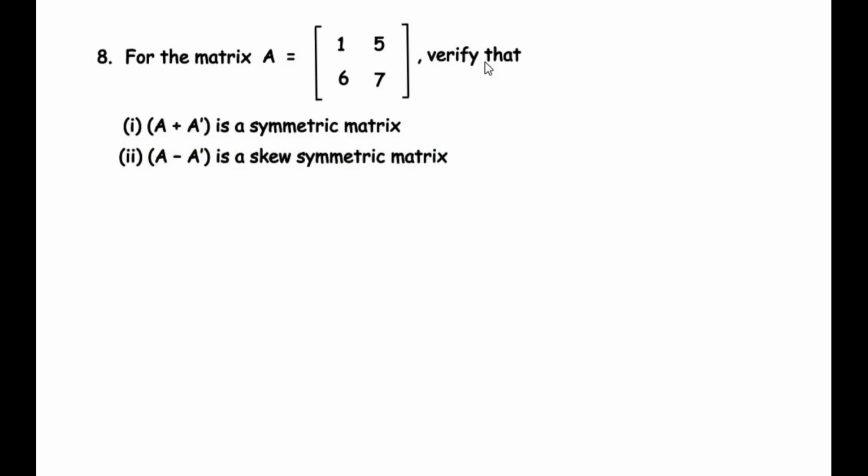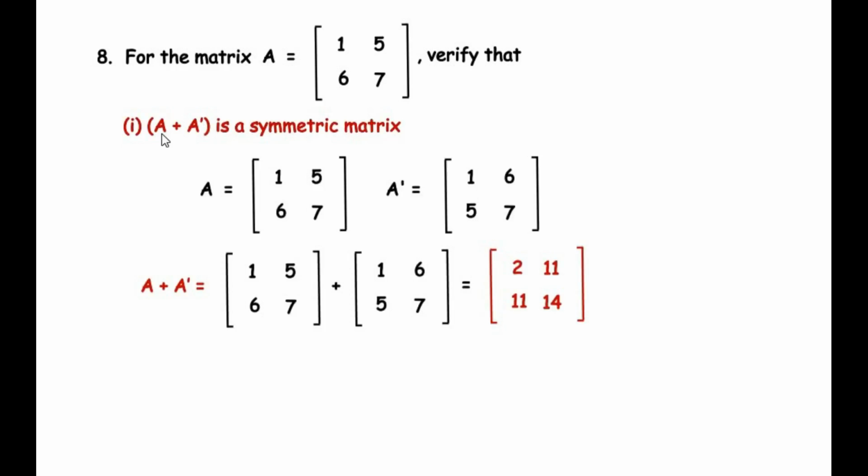For the matrix A, verify that A plus A transpose is a symmetric matrix and A minus A transpose is a skew symmetric matrix. So let us focus on the first sub question. Since we have to verify that A plus A transpose is a symmetric matrix, we have to first find A plus A transpose and then find the transpose of this entire term. So let us begin by finding A transpose first. So this is the A matrix given in the question.